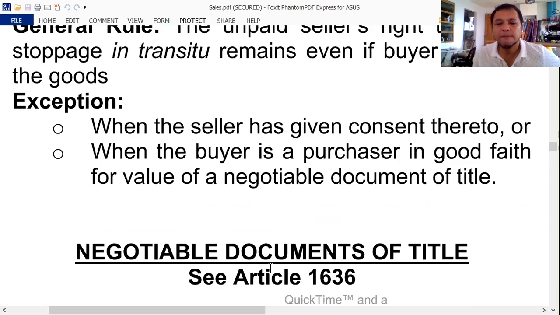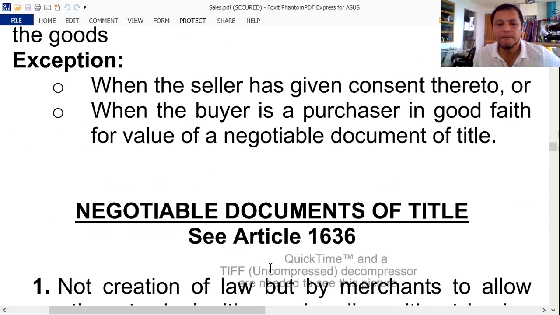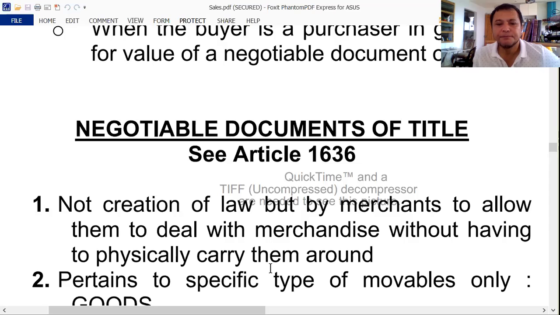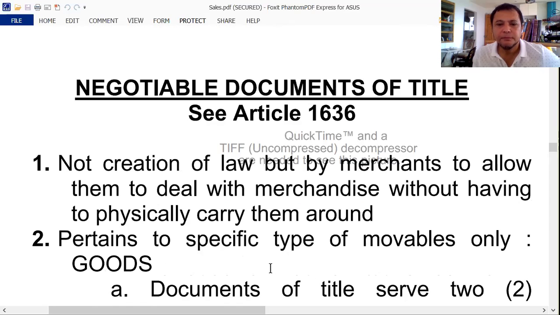So here are the negotiable documents of title. They are found in Article 1636. Okay. So documents of title are not creation of law, but by merchants to allow them to deal with merchandise without having to physically carry them around. Like what I said, warehouse receipts. Now, if the owner has a, what do you mean? What do you call it?